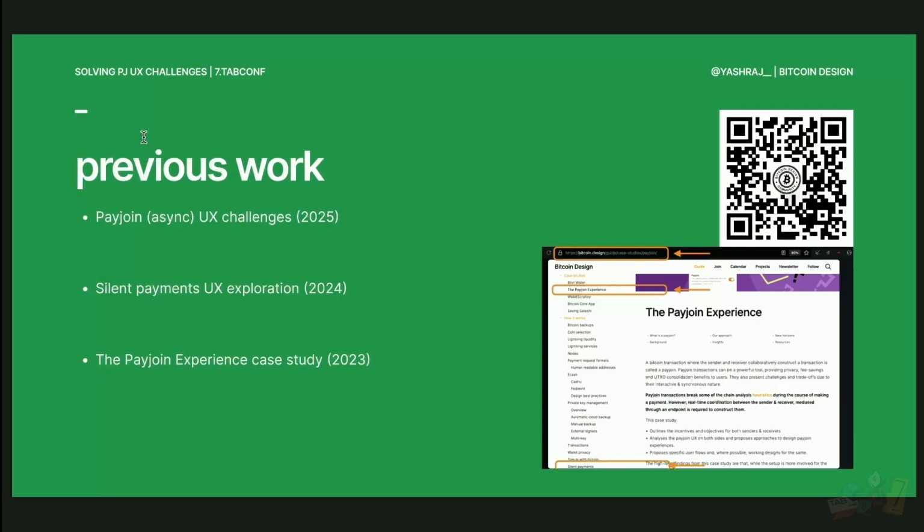Earlier, in 2023, I worked on a case study for Payjoin UX. I know Steven is here, and he helped me do it. So yeah, thanks, Steven. In 2024, I worked on silent payments UX, and now I'm working on async Payjoin UX, and I think this one's also super interesting. I hope you guys agree. We'll see towards the end.